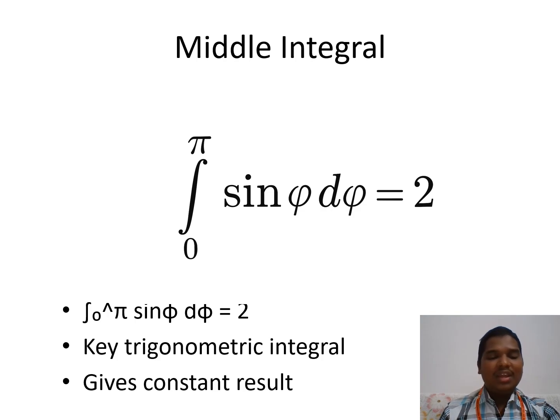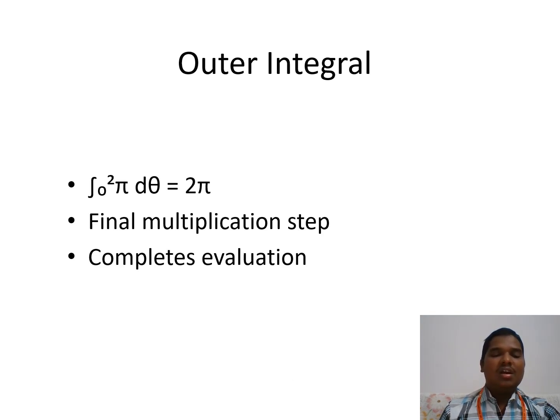Now we evaluate the final integral, the outer integral. Finally, we integrate with respect to theta. The integral from 0 to 2 pi of d theta equals 2 pi. This is the final multiplication step. With this, the evaluation is complete.